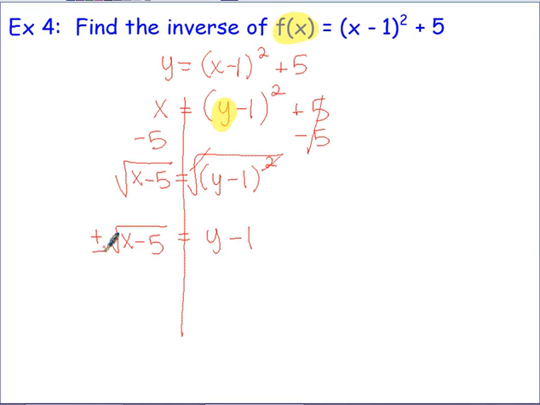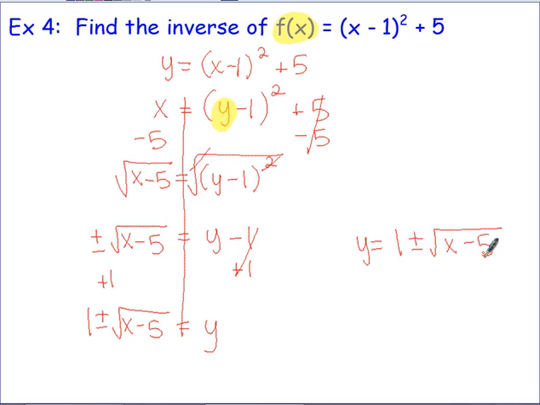And then finally, here's the difference. Y is not by itself. We need to get rid of this 1. So we're going to add 1 to both sides so that we have y by itself. Don't combine the 1 with the 5. It doesn't work like that. We're going to just simply put it at the front. 1 plus or minus the square root of x minus 5. So if you like y first, it would be y equals 1 plus or minus the square root of x minus 5.